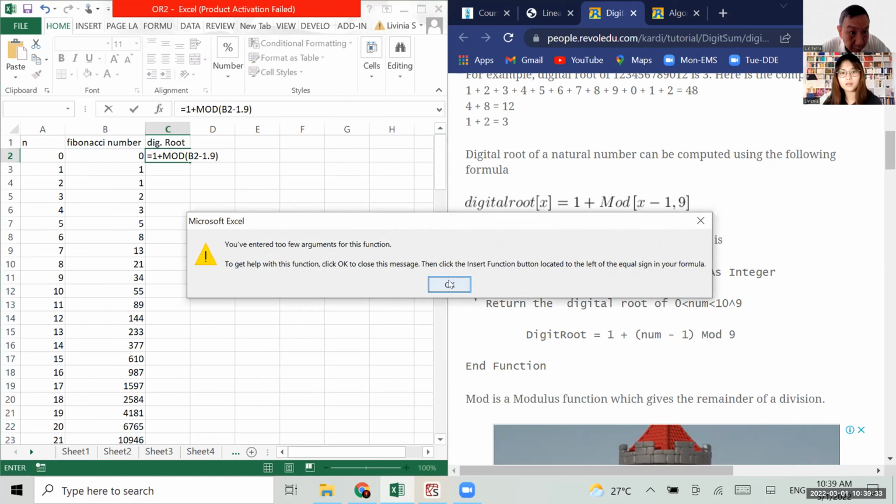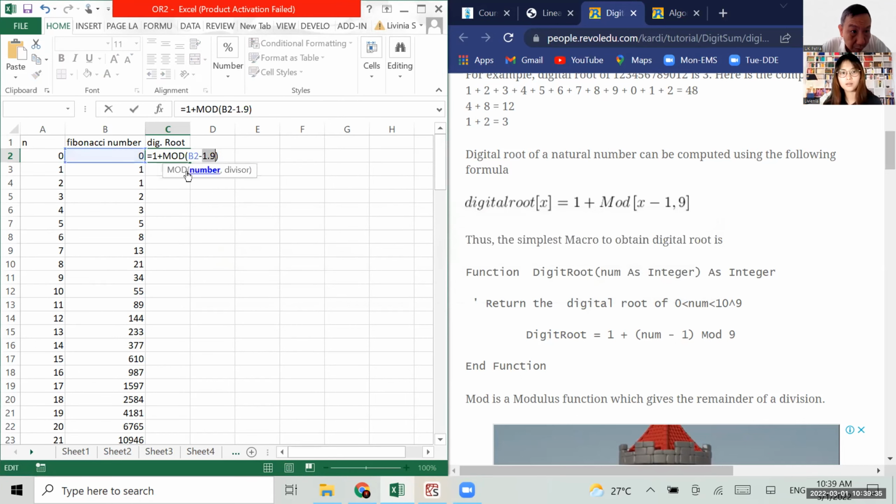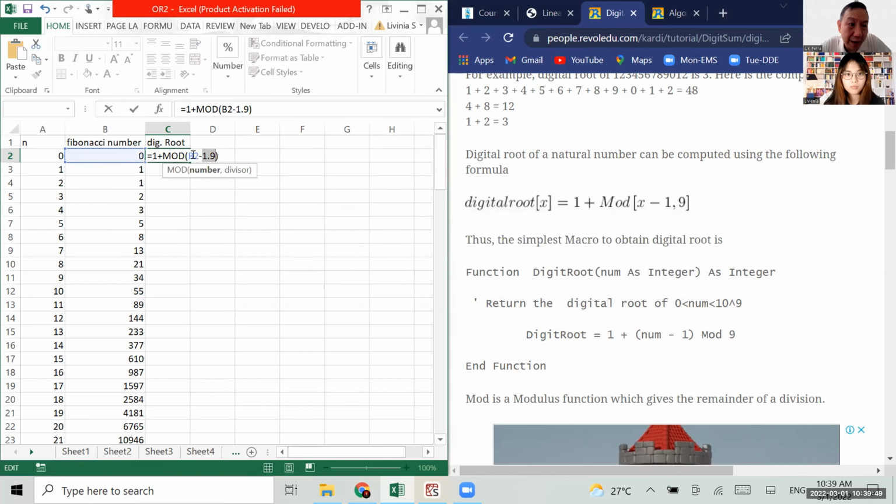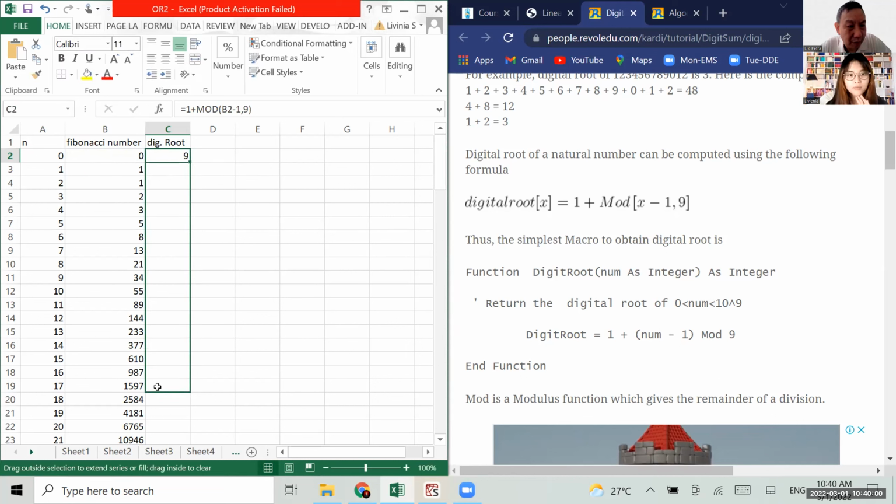Oh, what is the... it is a comma, not a point. The divisor is not 1.9, it is 1 comma 9. Okay, then you can continue.